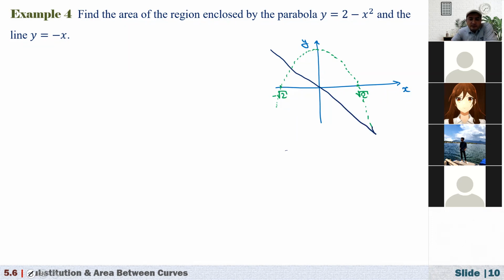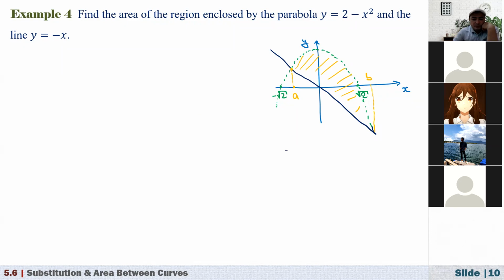Okay, all right. So the question is, what is the area of the region enclosed by the parabola and this line? So we are looking for the area of this region. Number one, I know that this 2 minus x squared, our first function, is lying above the second function, y equals minus x. And how about the integration limits? To find the integration limits, we have to find the intersection points. Let me just write here A, and this one is B.